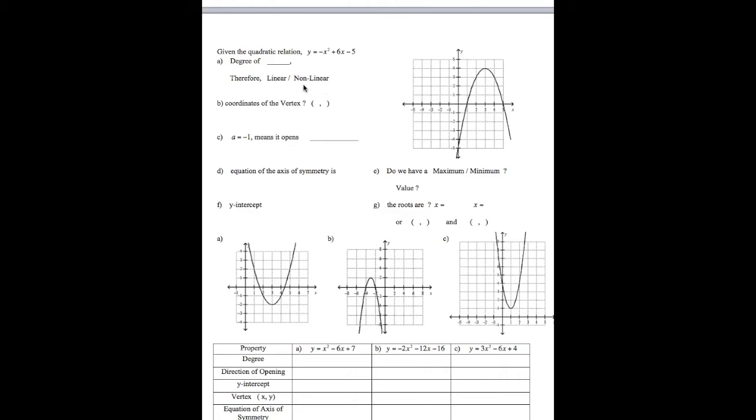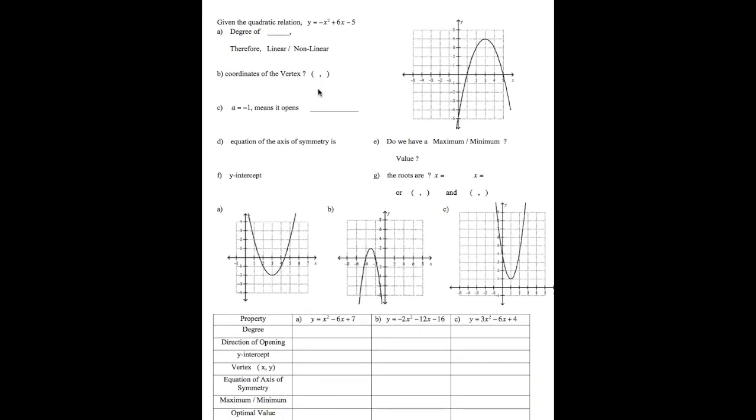You may want to write the word quadratic in here. The vertex. Well, when I look at my diagram, I read it off the graph. And right now, my vertex is sitting at 3, 4. Okay, 3, 4. The a factor. Well, the a is -1. It's the number in front of the x squared. Because it's negative, that means it opens down.